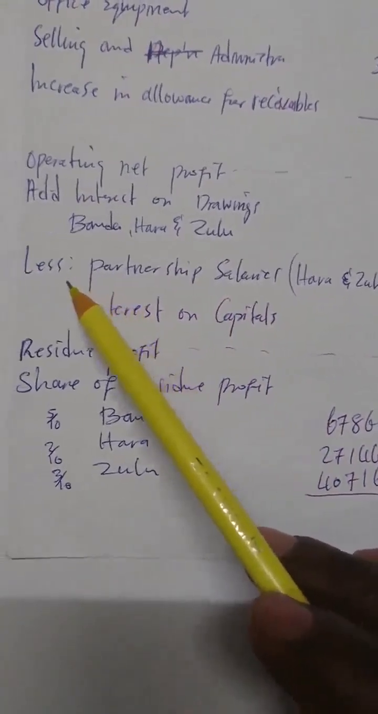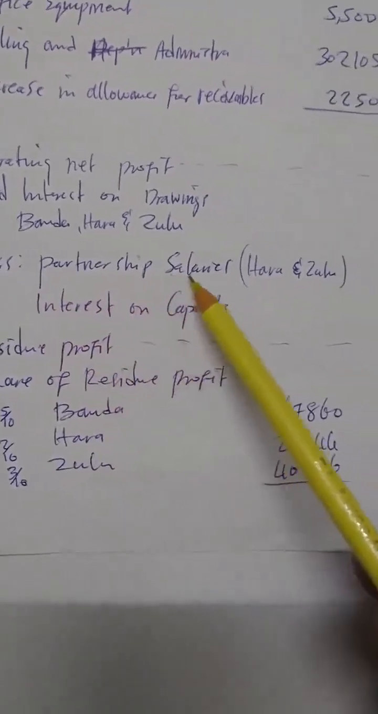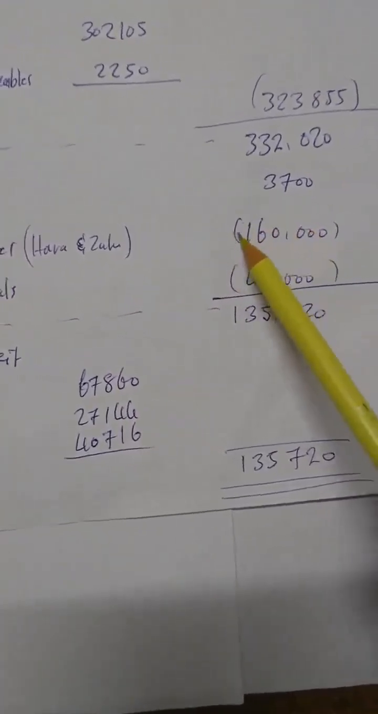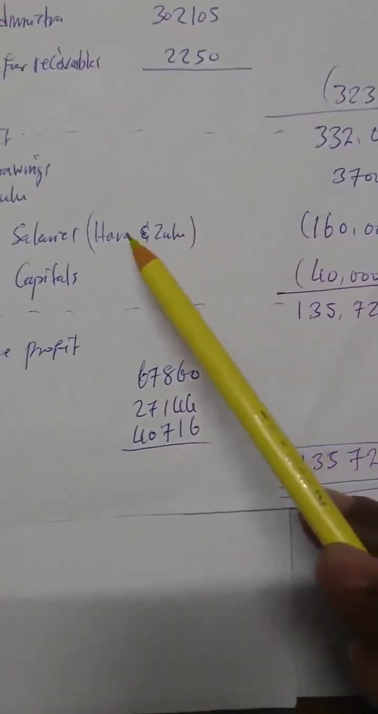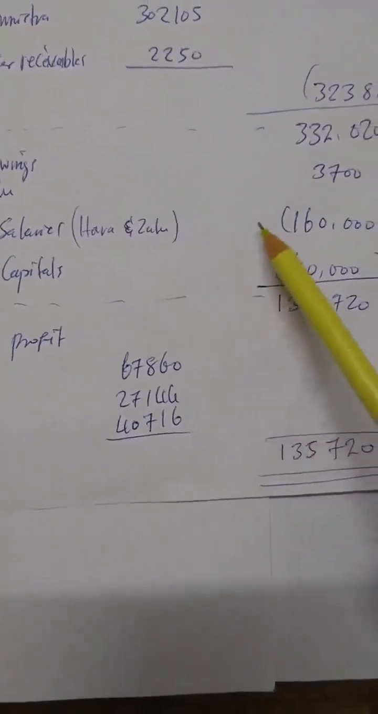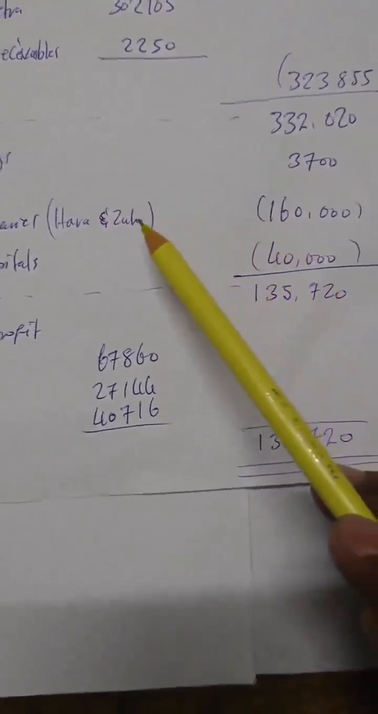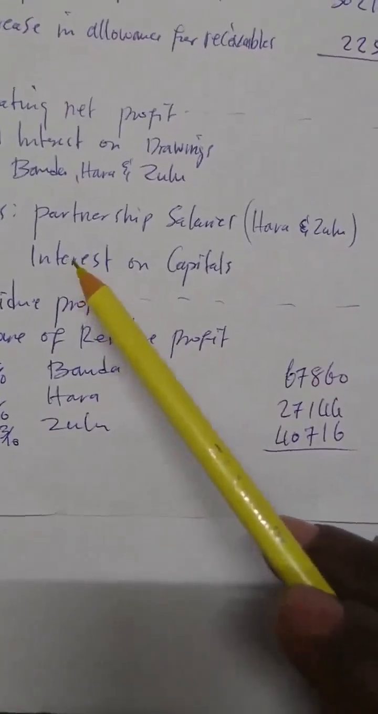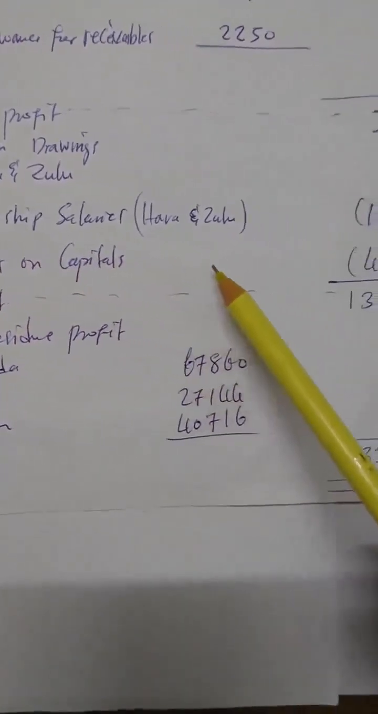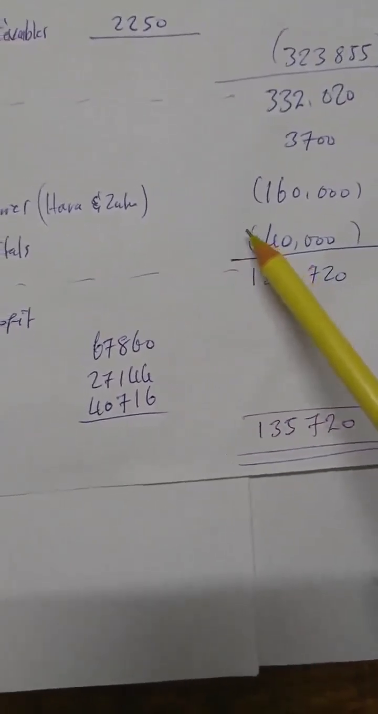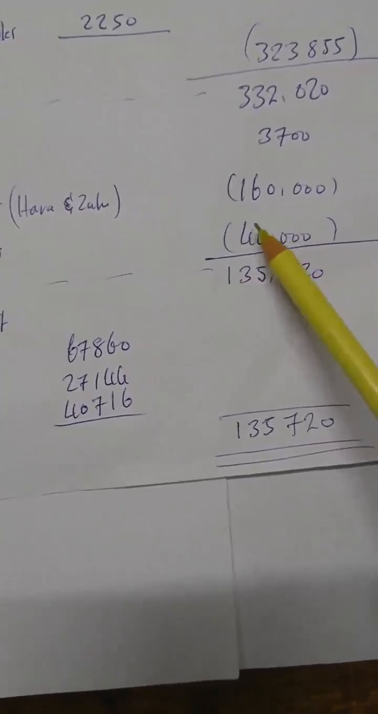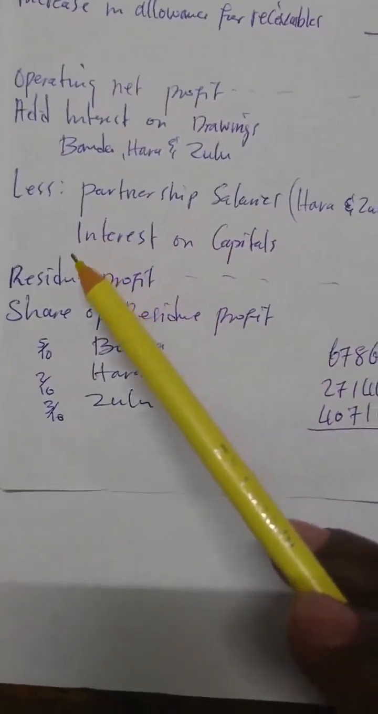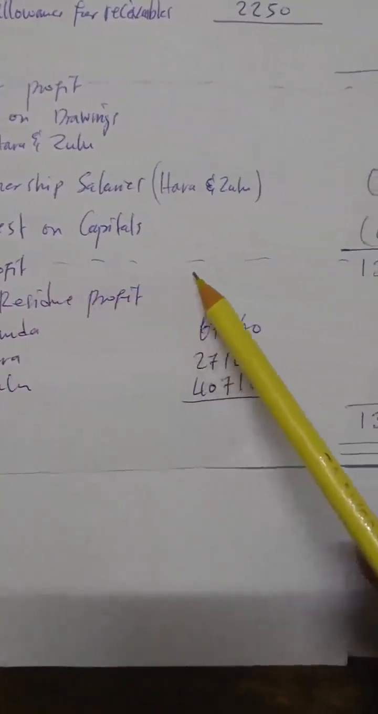You add it back because it's supposed to be shared amongst the partners. And then here you subtract partnership salaries. You subtract this because it's not shared amongst the partners. So the salaries we had were only for Hara and Zuru, two partners only. The other one is not paid any salary. So you subtract that one. And then the next one is the interest on capitals. You subtract it. This is not shared in the partnership because it goes directly to each partner. Then you come up with the residue profit.